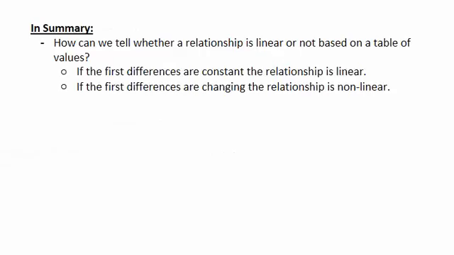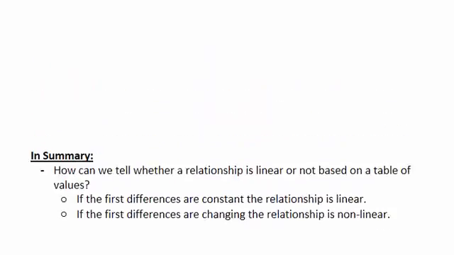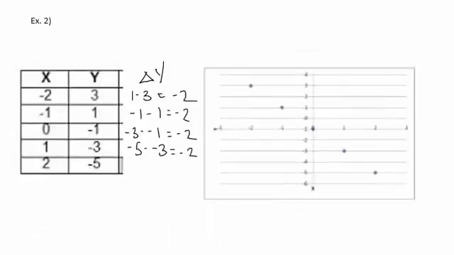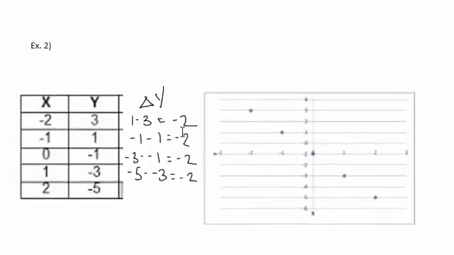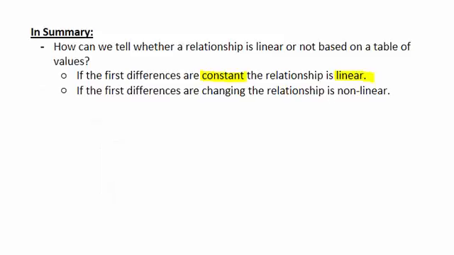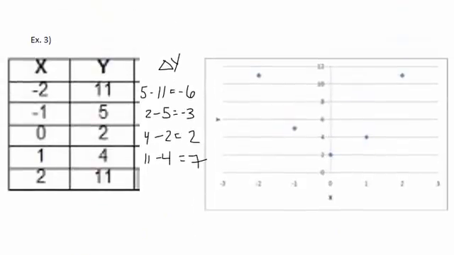So in summary, how can we tell whether a relationship is linear or not based on the table of values? Hopefully you've picked up on a pattern. If the first differences are constant, so they're all the same number, the relationship is linear. So if we scroll back up, in this example here, all the first differences were constant, they were all negative 2, and if we look at the graph, it's a linear relationship. And finally, if the first differences are changing, the relationship is non-linear. So if we look at the other two examples, these first differences are changing, and this is definitely non-linear.